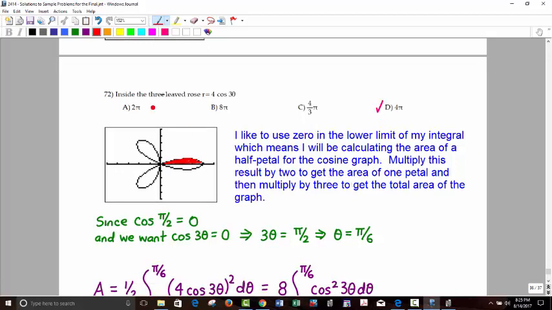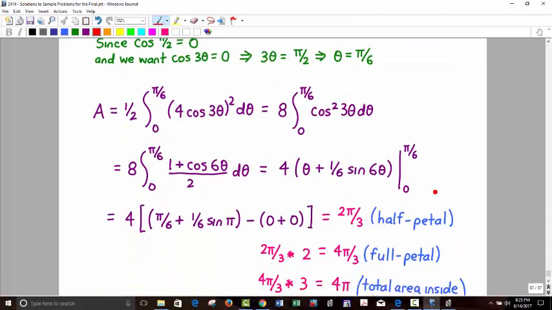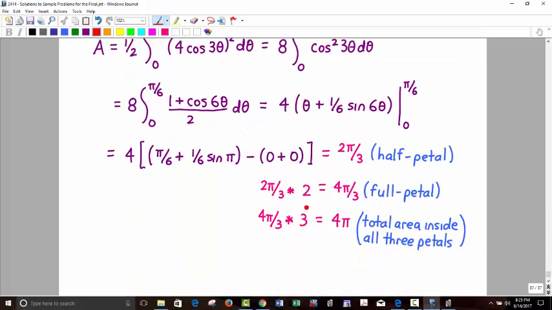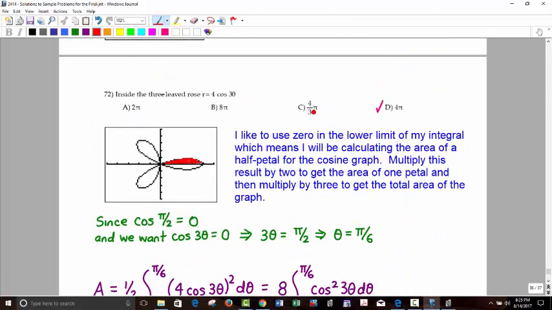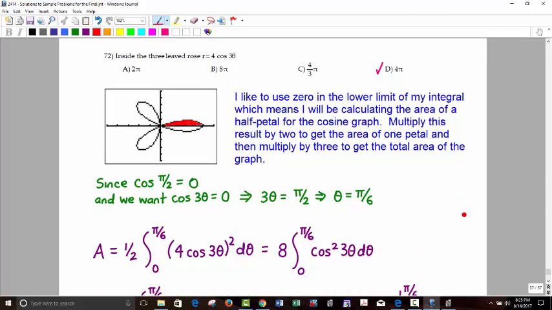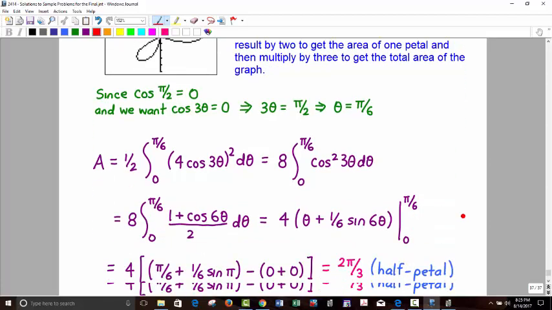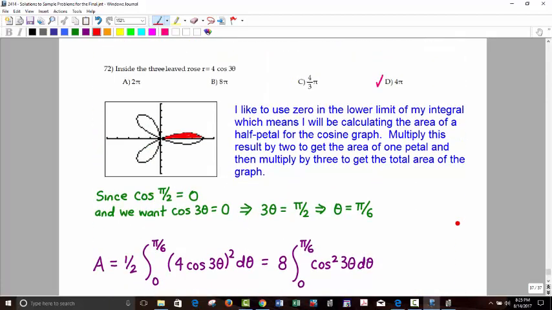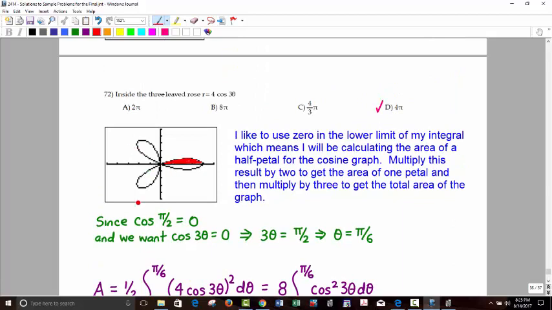Oh, excuse me. I apologize here. No, it did ask inside the 3-leaf rose, so I did do it for a reason. It was for all the petals. That's why you had to know it was 3 leaves. So we had to get 2 to get to 1 petal. If it had been 1 petal, 4 pi over 3 would have been the answer. Answer C, for only 1 leaf, but it means inside the entire thing. So it would have been times 3. So 4 pi is the correct answer, because it's including all the shaded regions. And that concludes this video.